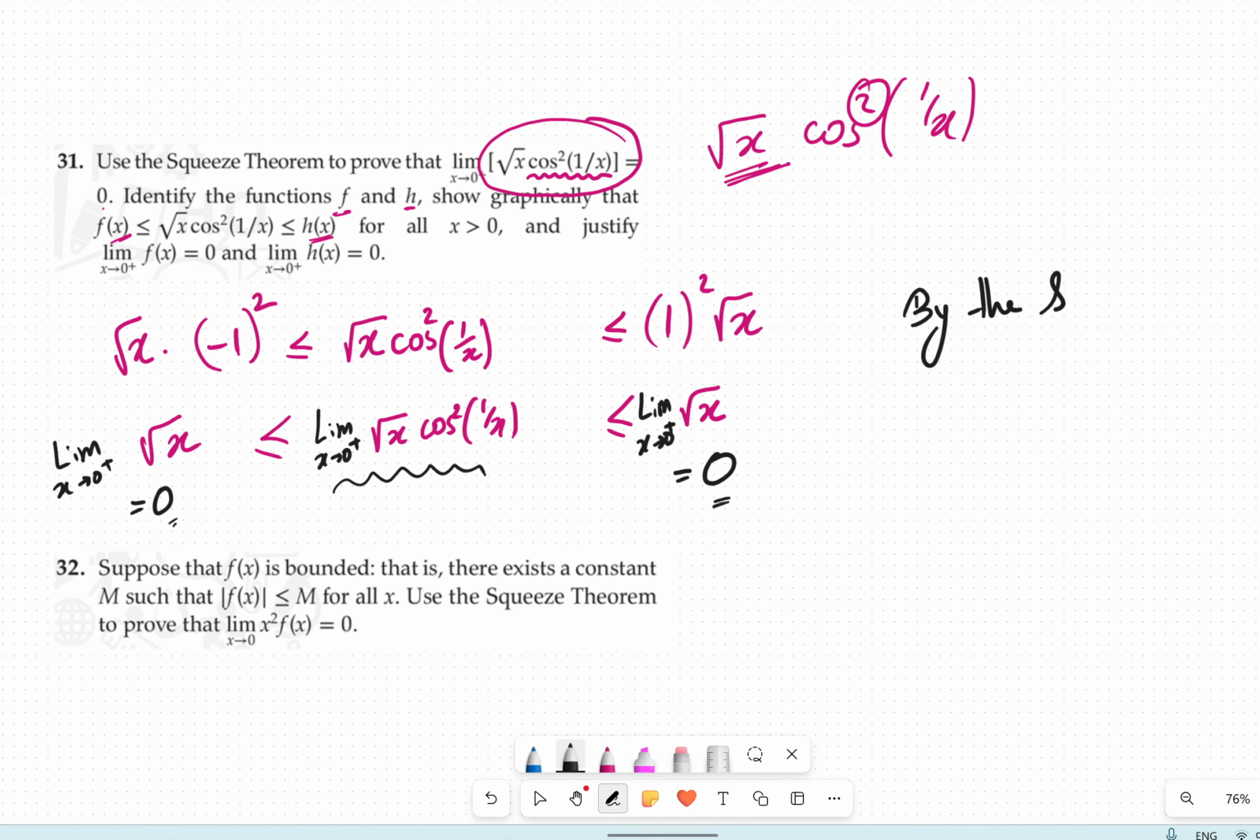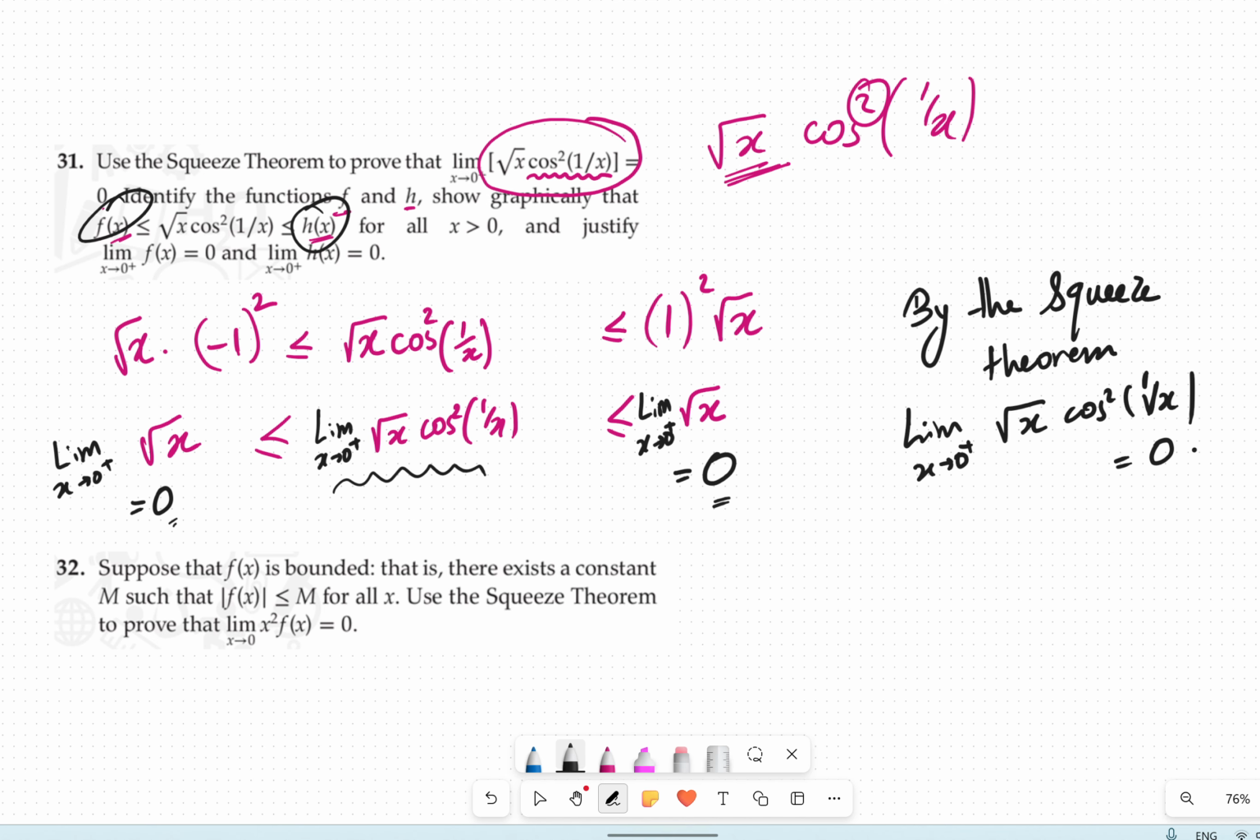So I will write, by the squeeze theorem, the limit of root x cosine squared 1 over x as x approaches 0 from the right is also 0. And what were the functions h and f? Well, very simply, they were root x, root x.